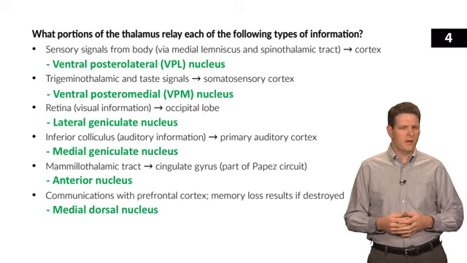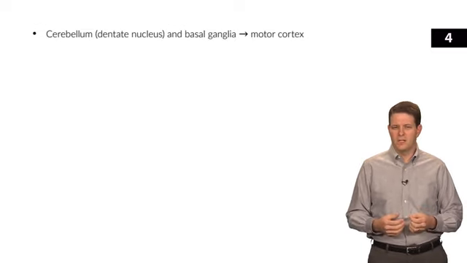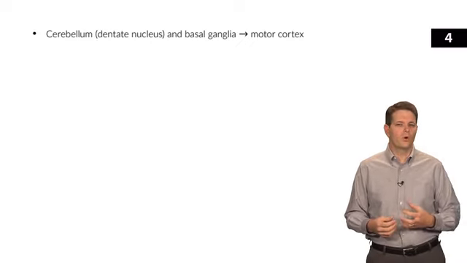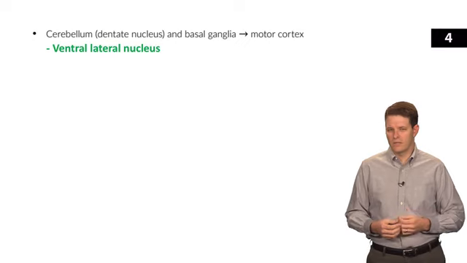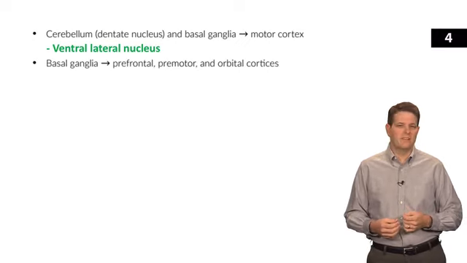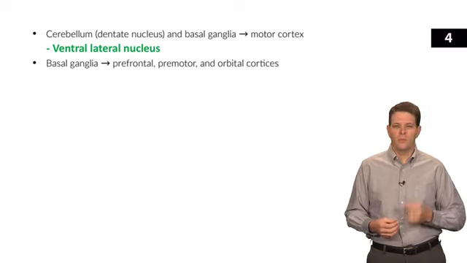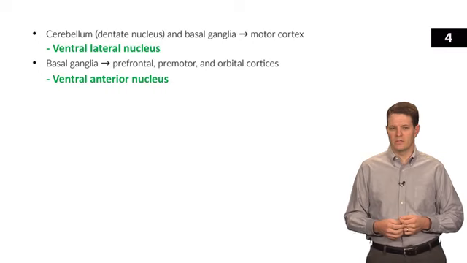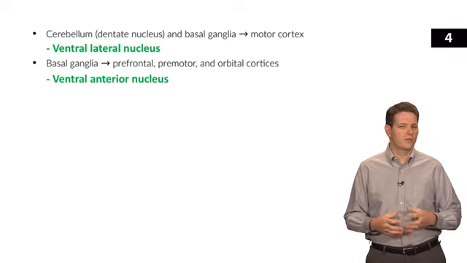But I thought this lecture was about movement. So the dentate nucleus of the cerebellum and the basal ganglia send signals to the motor cortex via the ventral lateral nucleus, which is important for the regulation of movement. And then the basal ganglia send signals to the prefrontal, premotor, and orbital cortices via the ventral anterior nucleus. Again, fewer than half of students are going to be tested on this.